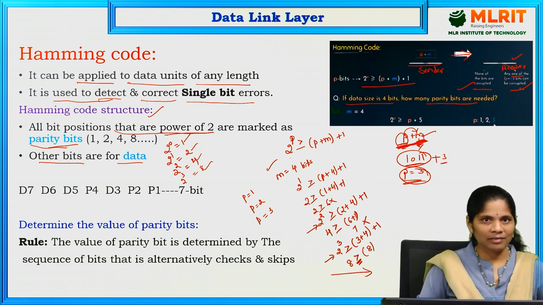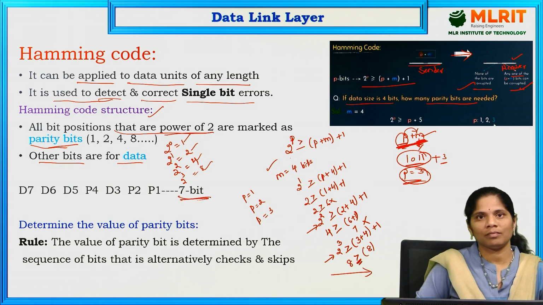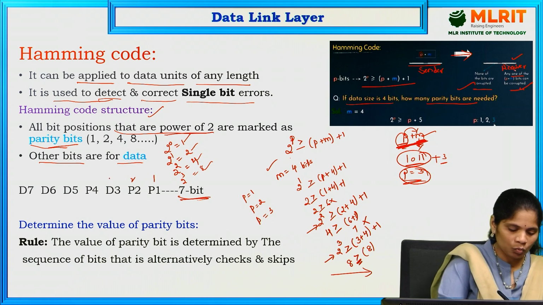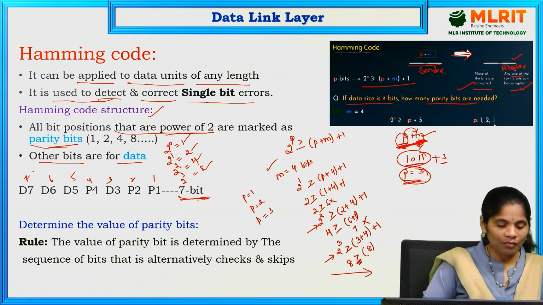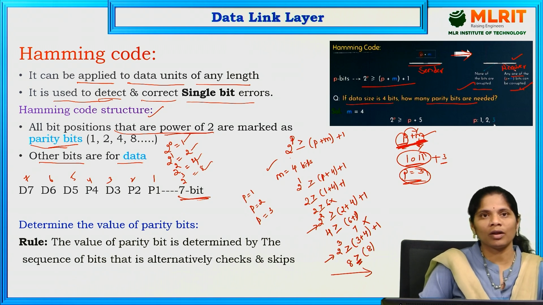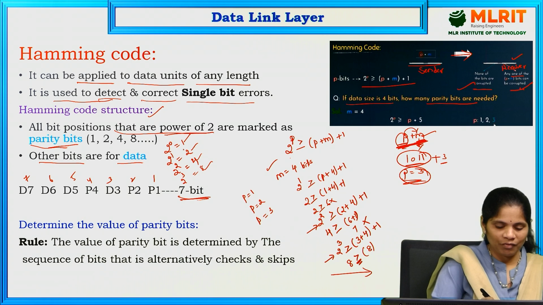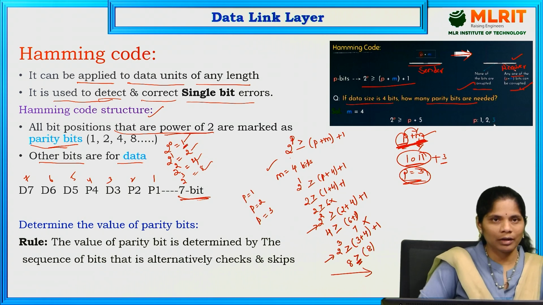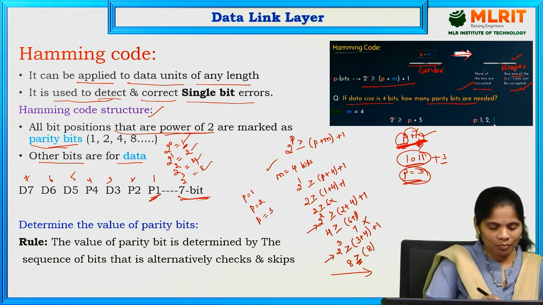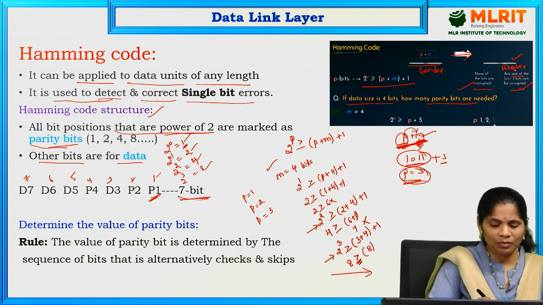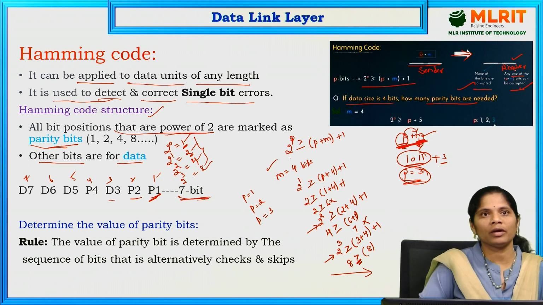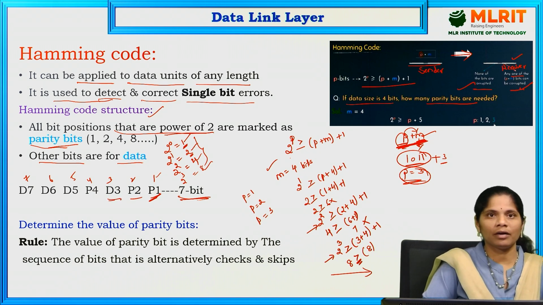Suppose, consider this is the 7-bit Hamming code structure. 7-bit means 1, 2, 3, 4, 5, 6, 7. Total 7-bit Hamming code structure. Where do I have to take a parity bit, and where do we allocate the original data? See here, the first position is allocated for the parity bit, that is P1. This is the first position, that's why we wrote P1. Next, the second position is also a parity bit, so we write it as P2. And next, D3. There is no 3 in the powers of 2, so this is for data, that is D3.